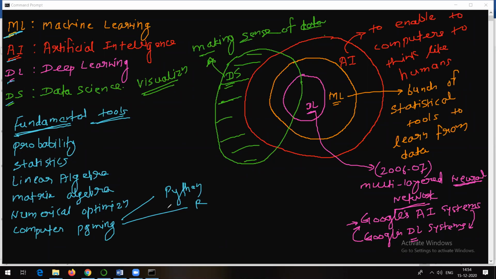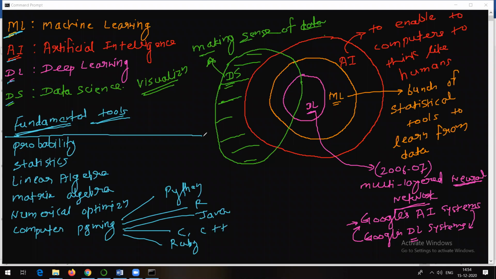So yes, either R or Python. You can develop the models. You can even develop the models with the help of Java. You can even make use of C++. And there is something right now you might have heard about called Ruby, right? So yes, there are different options available.